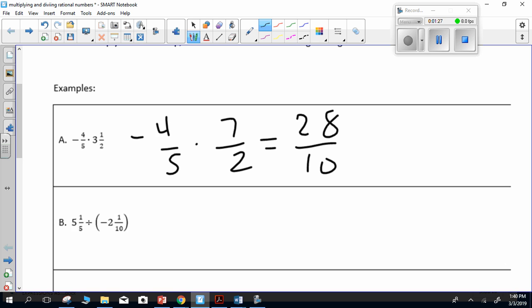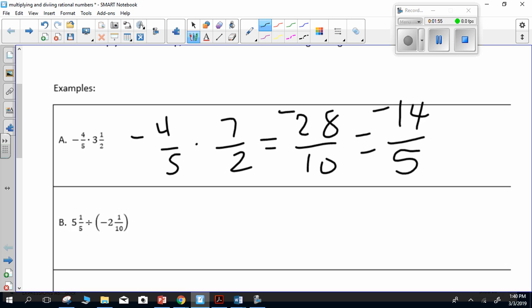The only difference is now I need to remember about my negatives. So since I have only one negative in the problem, my answer is going to be negative. Now I simplify, and my answer would be 14/5, but that, of course, is negative. So -14/5. If you wanted to change it to a mixed number, you may. It would be -2 4/5, but unless it specifies, now we're getting into the kind of math where you don't change it into a mixed number. You do simplify, but you don't change it into a mixed number.